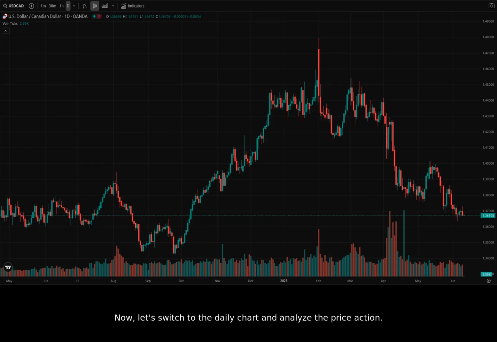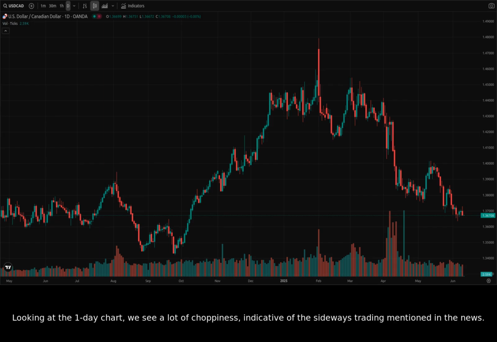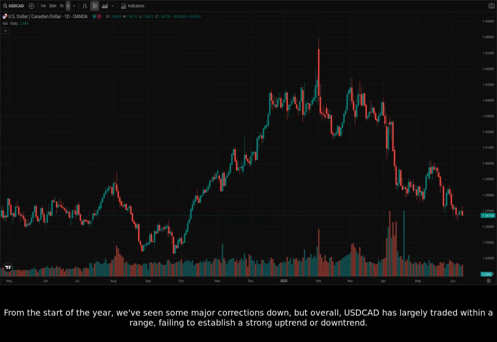Now, let's switch to the daily chart and analyze the price action. Looking at the one-day chart, we see a lot of choppiness, indicative of the sideways trading mentioned in the news. From the start of the year, we've seen some major corrections down, but overall, USDCAD has largely traded within a range, failing to establish a strong uptrend or downtrend.